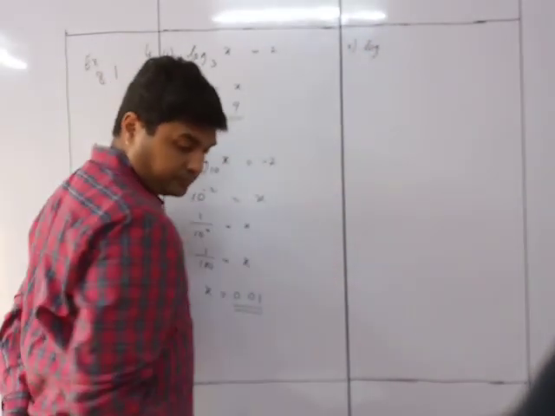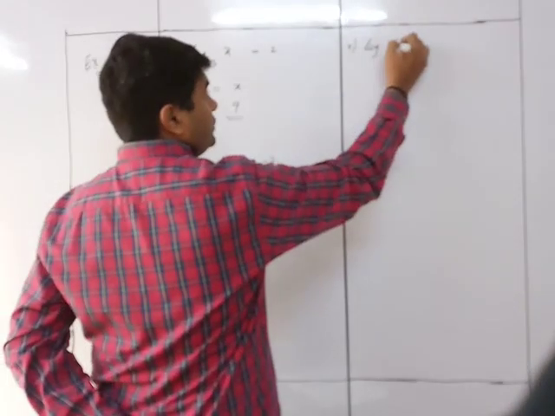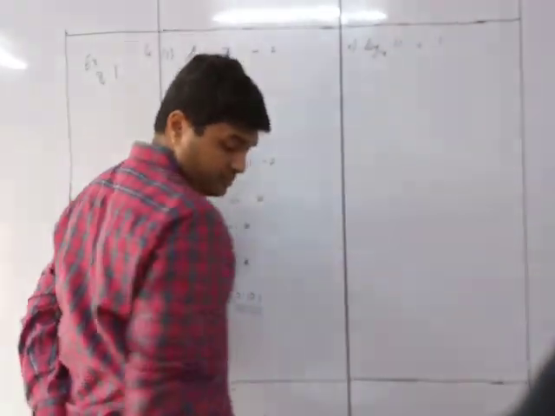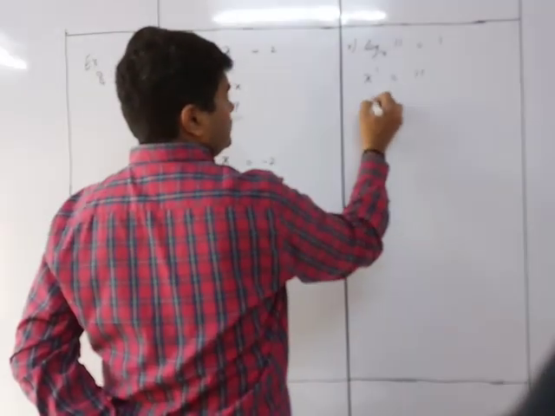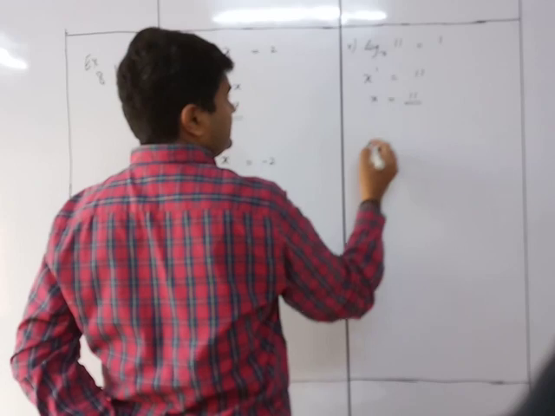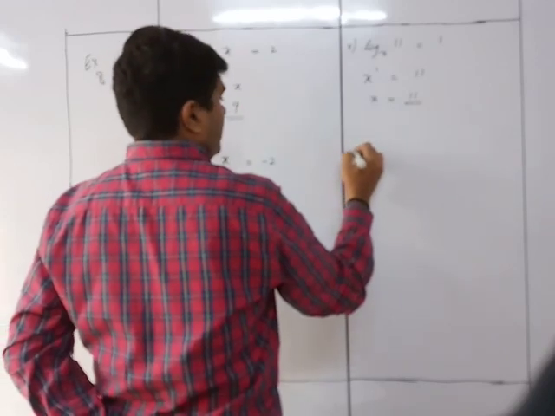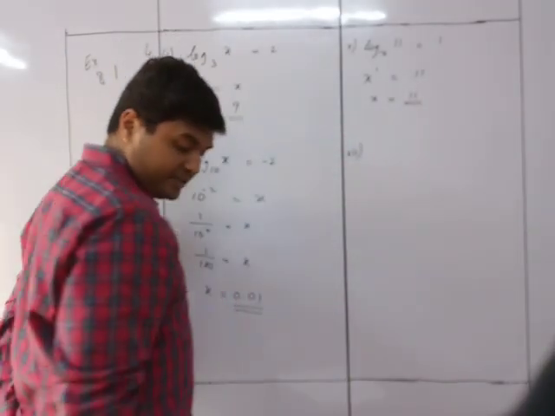Log of 11 to the base x is equal to 1. So we got x raised to 1 is equal to 11. So x is equal to 11. That's it. We move on to the seventh sum.